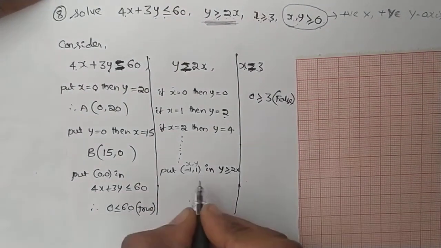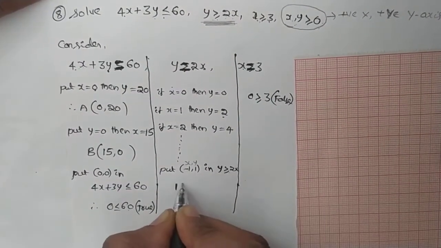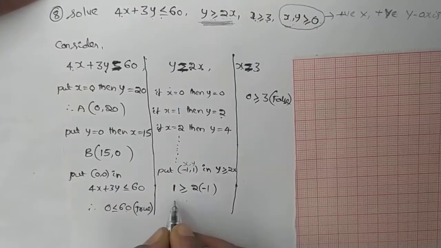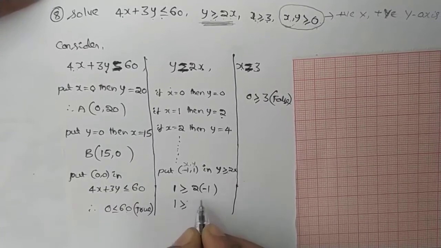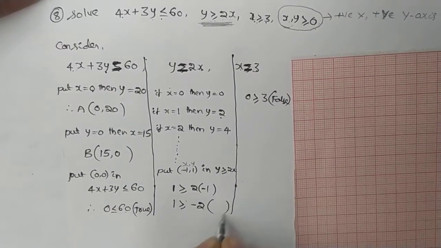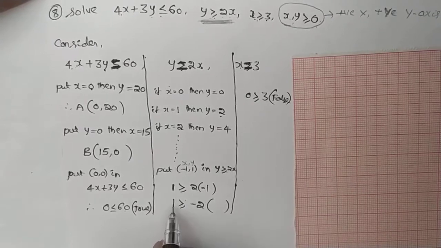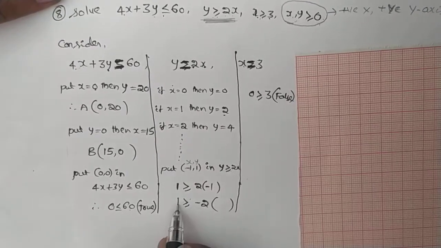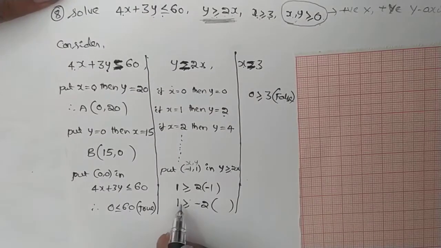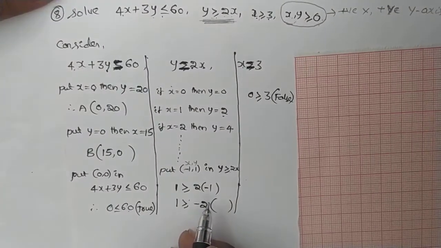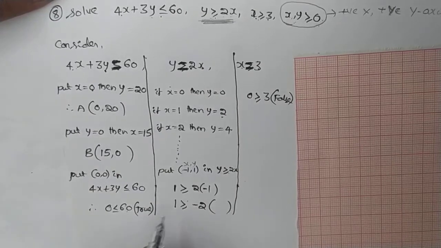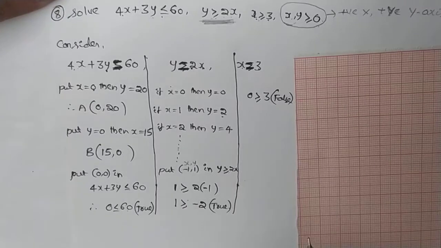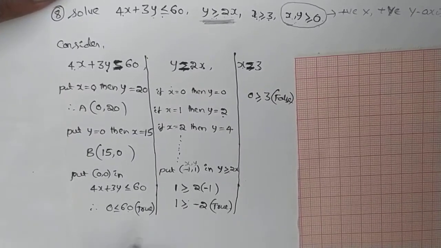Y greater than or equal to 2x. In place of y, we have 1 is greater than or equal to 2 into x. In place of x, we have minus 1. So 1 is greater than or equal to 2 into minus 1, which is minus 2. Is this true? This says that plus 1 is larger than minus 2. Is this true? Yes, it is true.